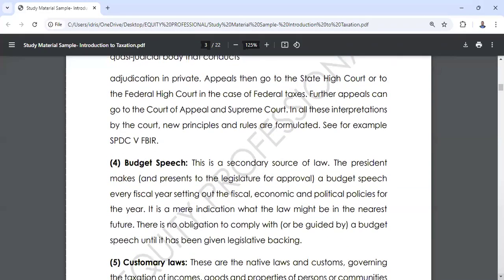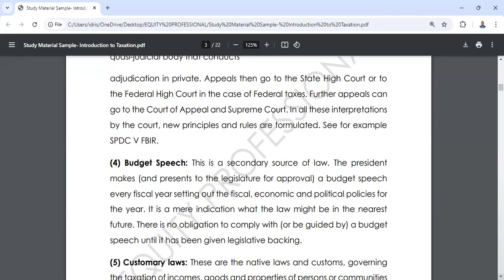Another source of tax law is budget speech. Budget what? Speech. At the presentation, when the president wants to sign the budget passed by the National Assembly into law, at the time of signing the budget, the president has the power to make some amendments that will generate more revenue for the government. So they can make some speech. That speech will be implemented immediately and has become a law.